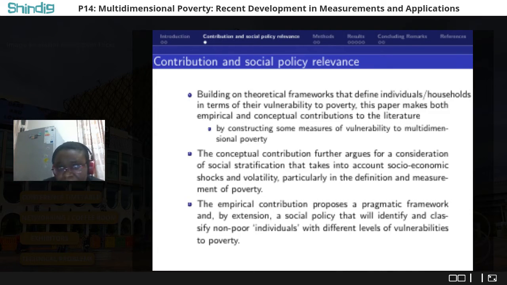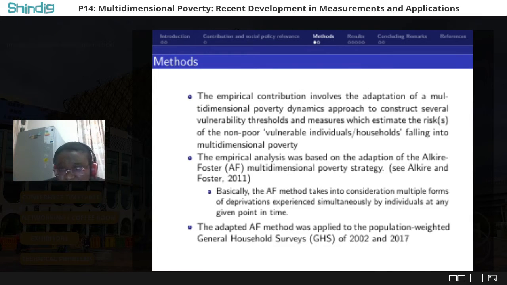Next slide. Households that fall into multidimensional poverty or that narrowly escape poverty are still poor, you know. But sometimes people do not see them as poor because they do not fall within that range of multidimensional poverty per se. So the empirical analysis is based on the adaptation of the Alkire-Foster multidimensional poverty method, and the Alkire-Foster method basically takes into consideration multiple forms of deprivation experienced simultaneously by individuals at any given point in time. I know some of us are already familiar with that.